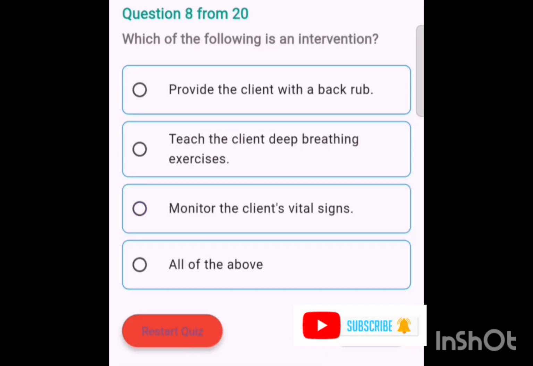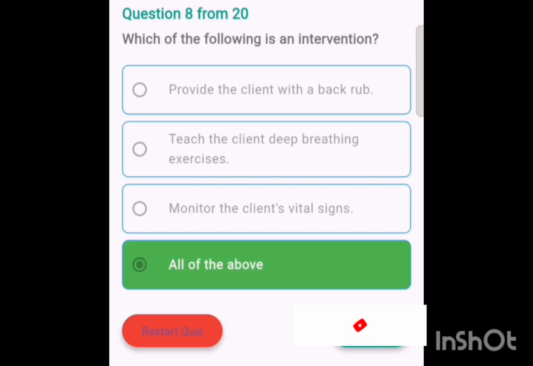Question number 8. Which of the following is an intervention? Provide the client with a backrub, teach the client deep breathing exercise, monitor the client's vital signs, and all of them. The correct option is all of the above because the nursing intervention is the action that the nurse takes to help the client achieve their goal.